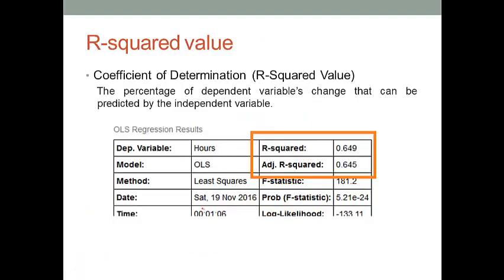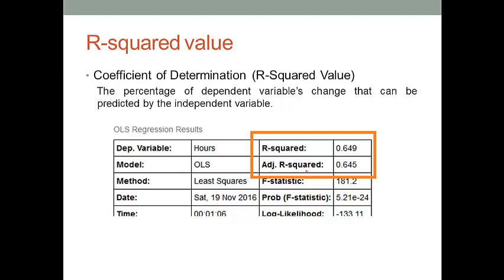The last factor we want to look at is called the R-squared value. The formal name of R-squared value is the coefficient of determination. The reason we call it R-squared value is that most software will report the value as R-squared, as you can see on this slide. In most software, you can get two values, either R-squared or adjusted R-squared. You can use either one of these two values. They are very similar, not a big difference.